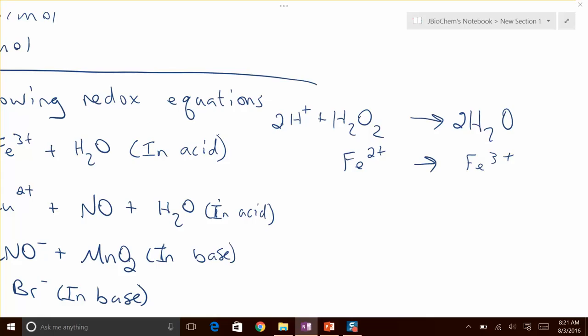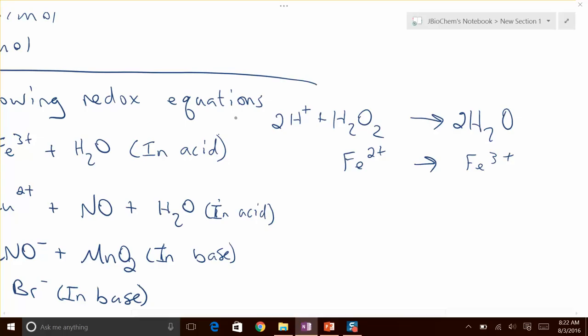Now let's look at the electron transfer here. This oxygen has what oxidation number on it? It is -1. In hydrogen peroxide, that's kind of the exception. It's the only one. Otherwise, it would be -2. But in hydrogen peroxide, it's -1, and the hydrogens are +1. It goes from hydrogen peroxide, -1, to water, -2. So did I gain or lose electrons? If I went from -1 to -2, that means I gained.